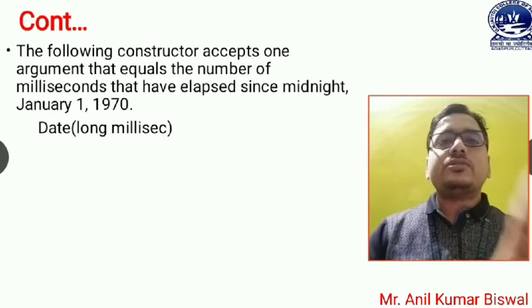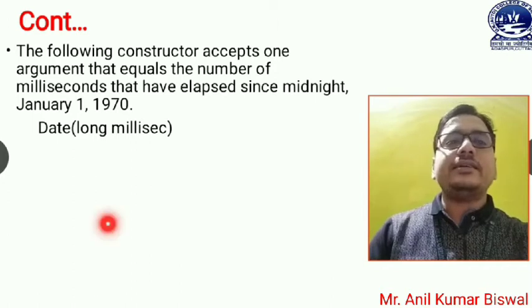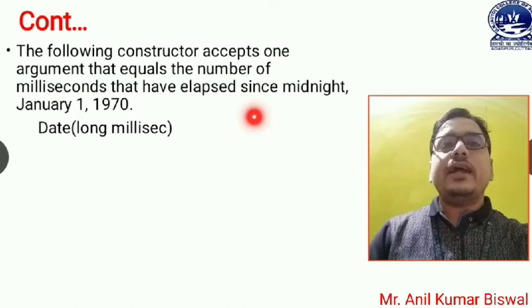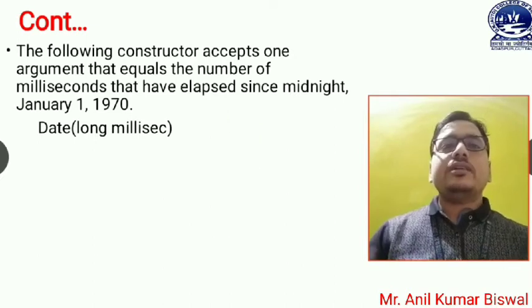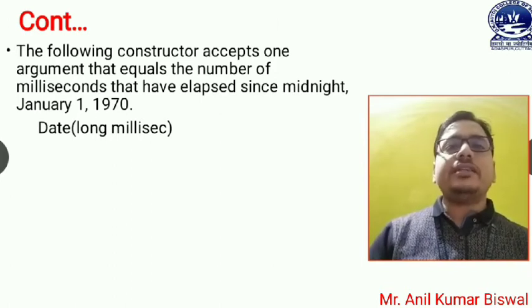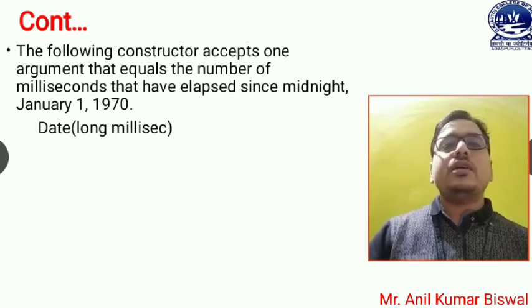Here we have mentioned that the following constructor accepts one argument, which is the number of milliseconds since midnight, January 1, 1970. In that Date function we can store time in the form of milliseconds. Whenever a user can set some predefined time according to milliseconds or hours.